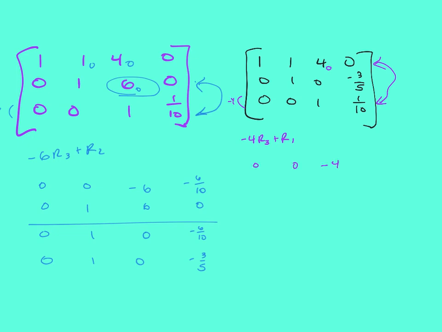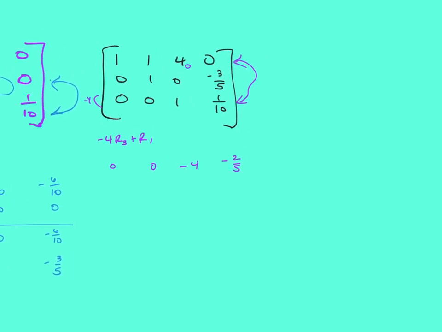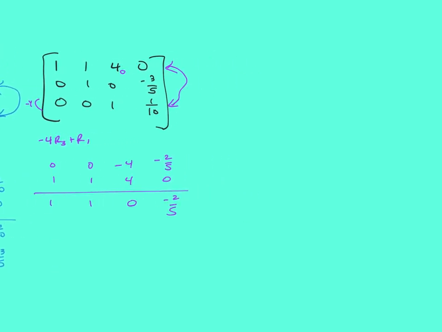0, 0, negative 4, negative 2/5. Again, you can change it there or you can change it later. It doesn't matter. 1, 1, 4, 0. 1, 1, 0, negative 2/5. And that takes the place of row 1. 1, 1, 0, negative 2/5. 0, 1, 0, negative 3/5. 0, 0, 1, 1/10.